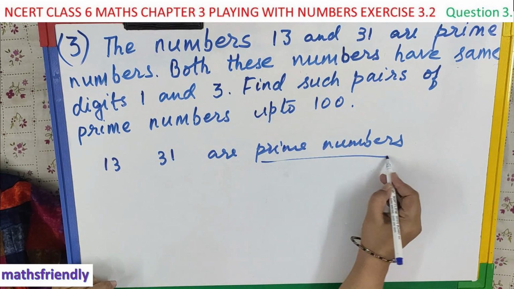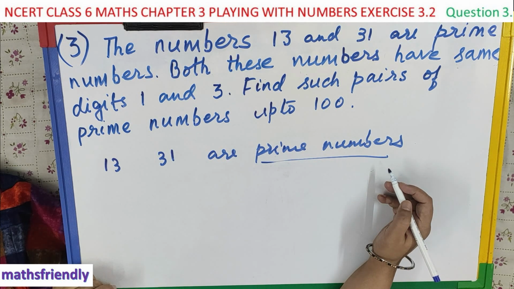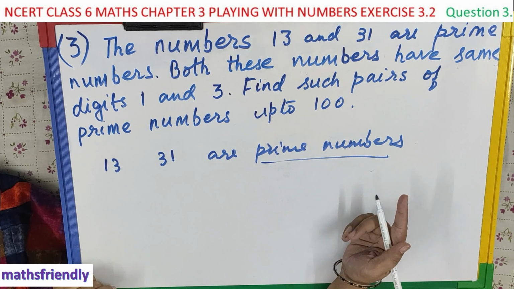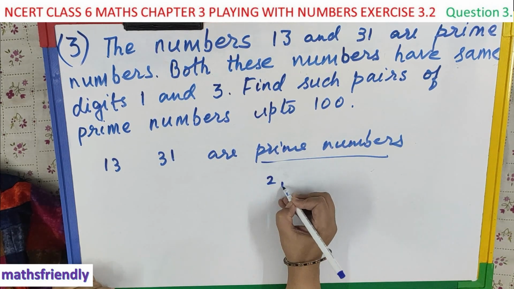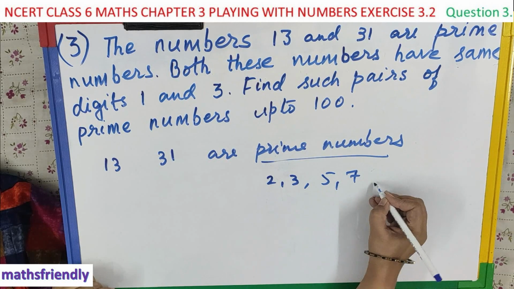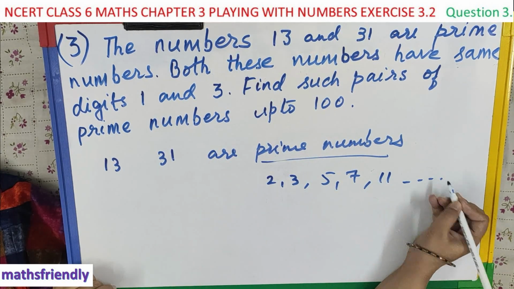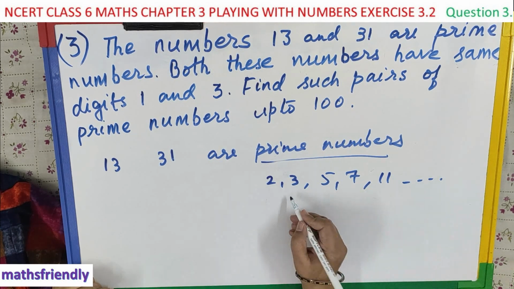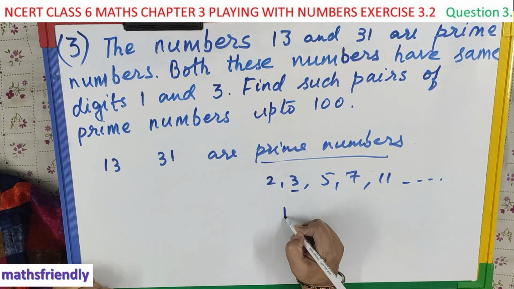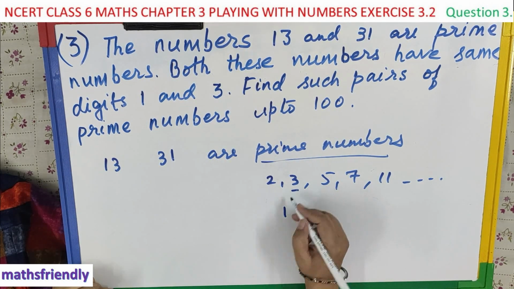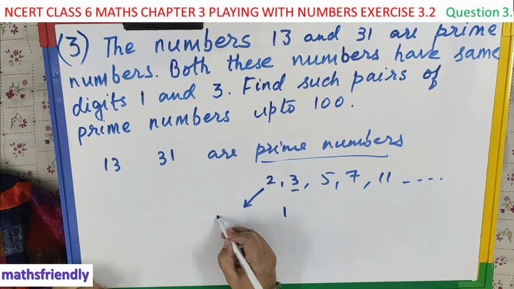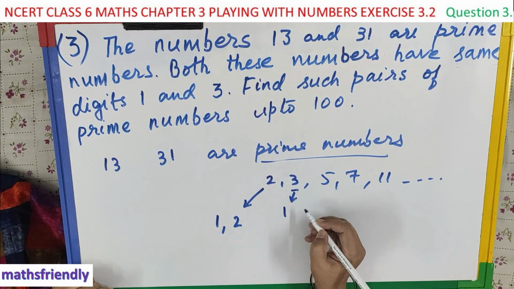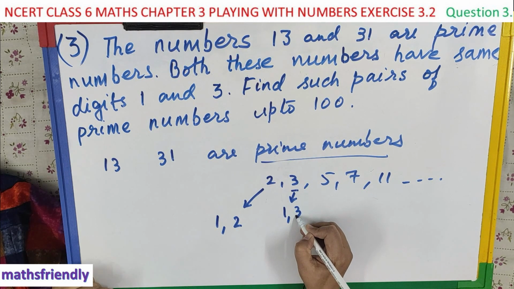So what are prime numbers? Prime numbers are the numbers which are divisible by 1 and the number itself. 2, 3, 5, 7, 11 and so on are all prime numbers. It means 2 is a prime number, it is divisible by only 1 and 2 itself. 3 is a prime number, it is divisible by 1 and 3 itself.